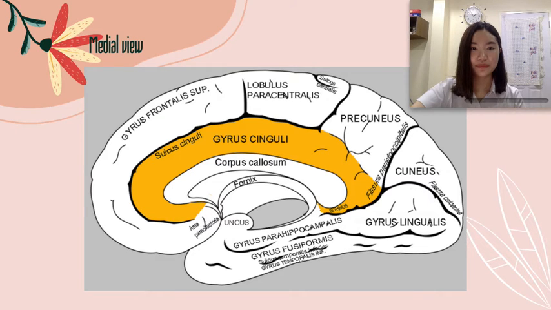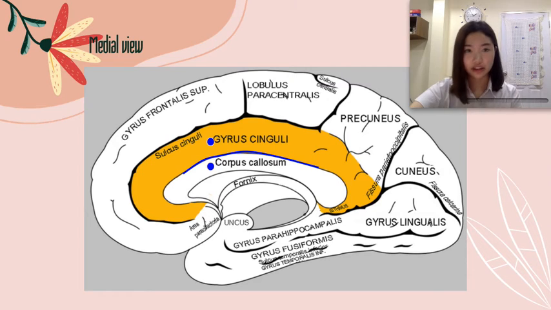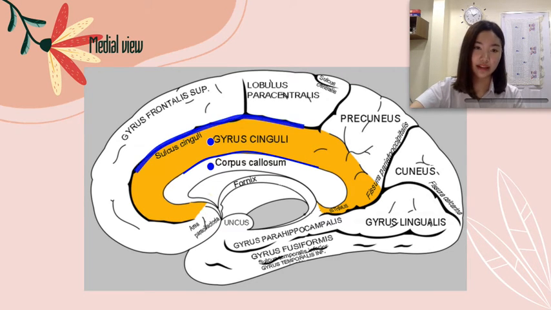Okay, so in this medial view, we can see this part is called the corpus callosum, and it allows communication between the two hemispheres of the brain. This blue line is called the sulcus of the corpus callosum. And this is the cingulate gyrus, which curves around, covering the corpus callosum, and it is one of the components of the limbic system. And this line is the sulcus cinguli.